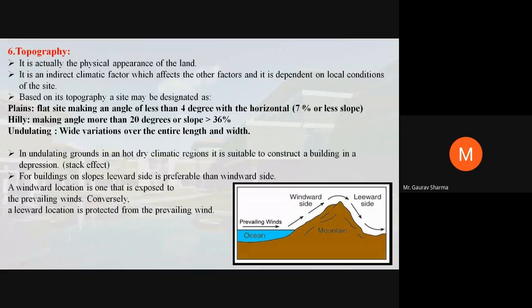So if it is 7%, it's quite less. Okay, it is not a steep slope. It is quite less in the measurement of the angle over there. So it is plane, it is considered as plane. Whereas when it comes to hilly, okay, making an angle more than 20 degrees or slope greater than 36%, that comes to the hilly topography.